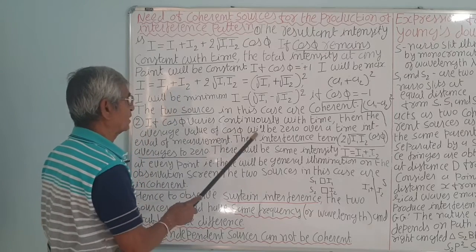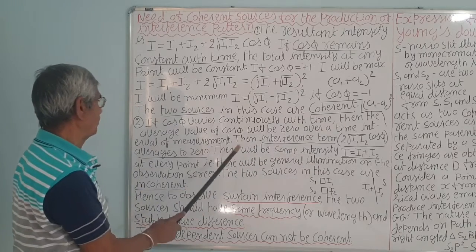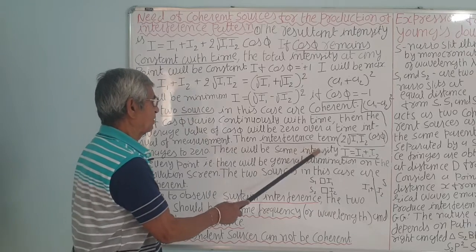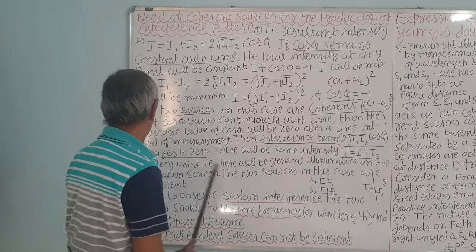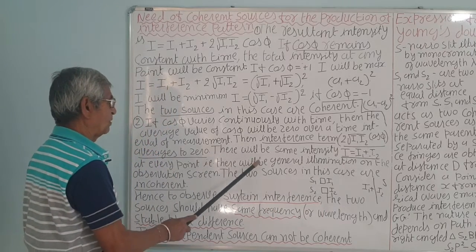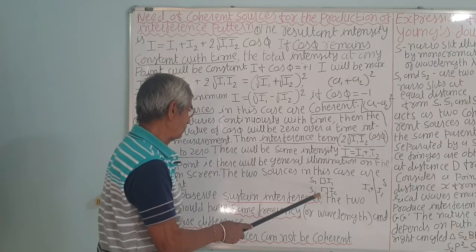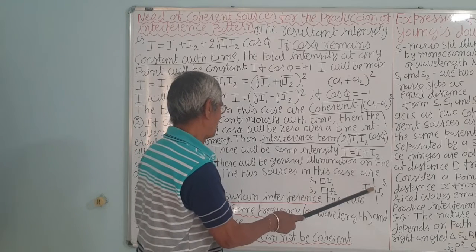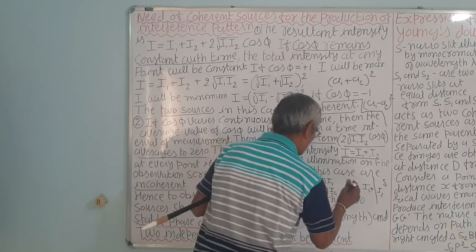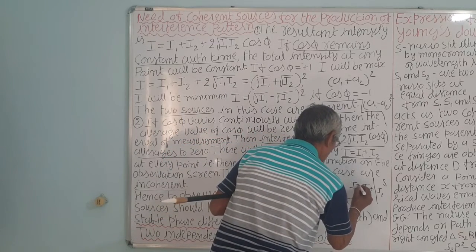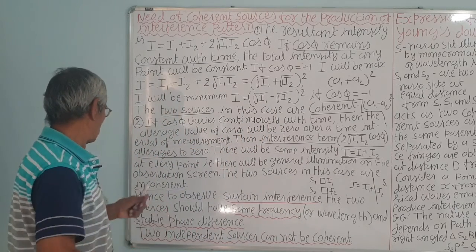Correct? If cos phi varies continuously with time, then the average value of cos phi will be 0 over the time interval of measurement. Then the interference term, that is 2 under root I1 I2 times cos phi, will be 0, its average is 0. The intensity of S1 is I1, the intensity of the S2 source is I2. So, on the screen the net intensity I is equal to I1 plus I2, nothing else. Correct? There won't be any maxima or minima.